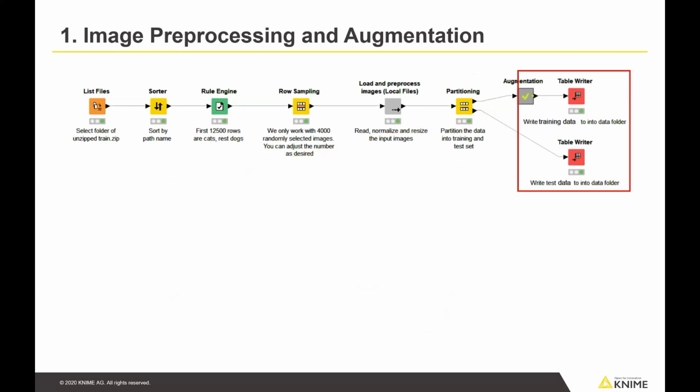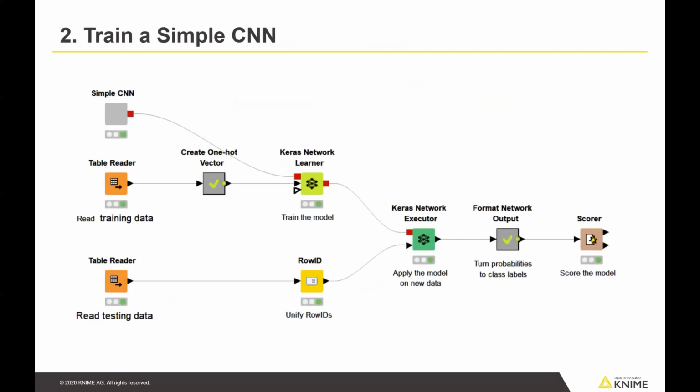And at last, we write the prepared training and testing data to disk such that we can use them in the following workflows. Next, we'd like to train our first convolutional neural network in KNIME. And the corresponding workflow looks like this. Here in the middle, we have the Keras network learner and a Keras network executor. So if you're already familiar with KNIME, we have this usual learner and predictor pair.